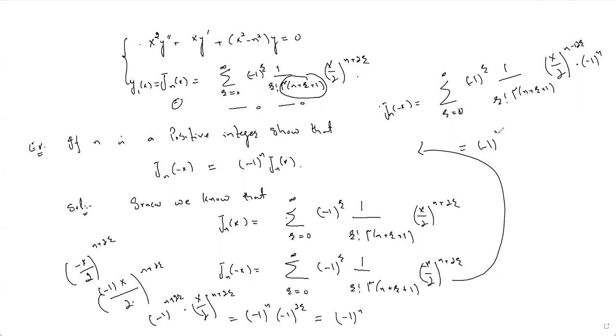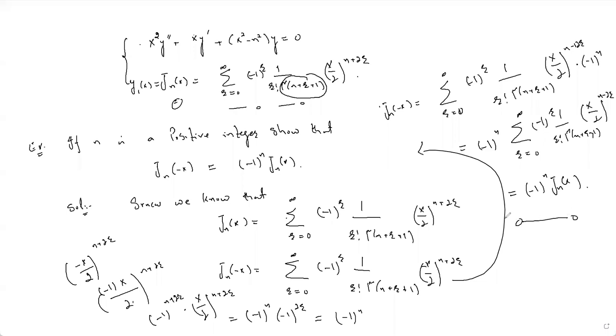You can write it minus 1 raised to power n summation r running from 0 to infinity minus 1 raised to power r 1 by r factorial gamma of n plus r plus 1 x by 2 raised to power n plus 2r. But you already know that from this particular equation that this is Jn of x. So you write down this as minus 1 raised to power n Jn of x. Just replacing x by minus x, and you will get this property. I hope it is clear. If it is clear, then I will move to your next property.